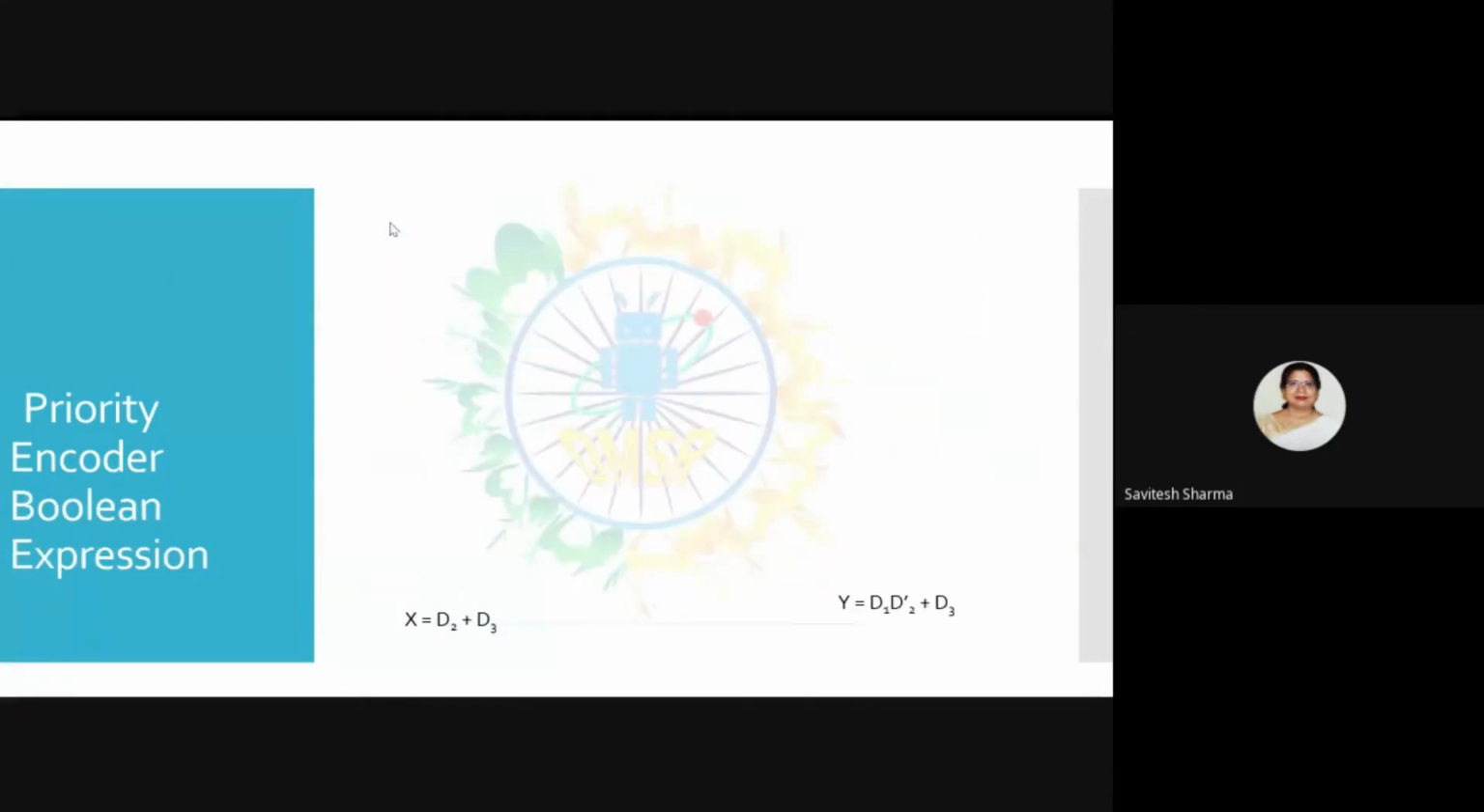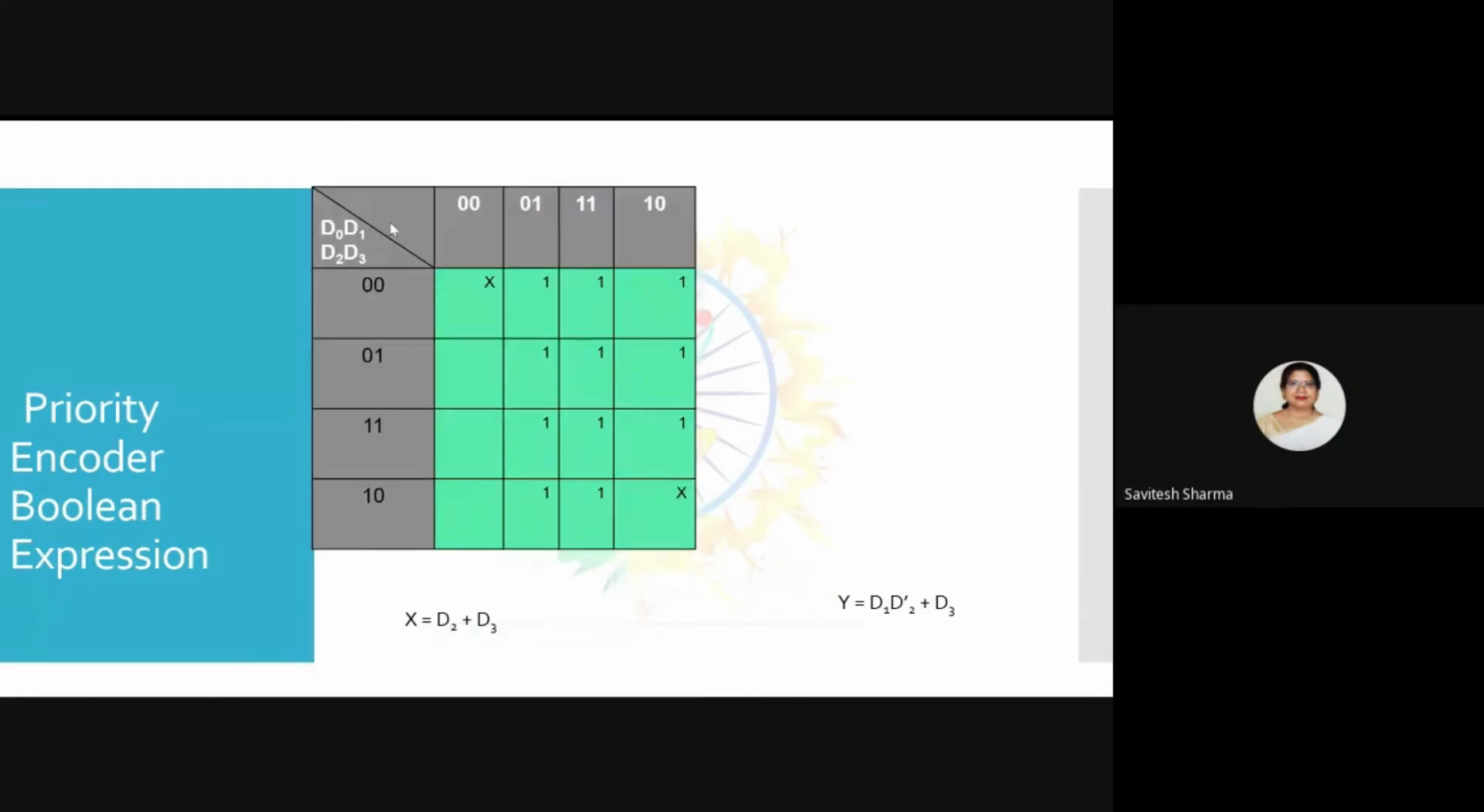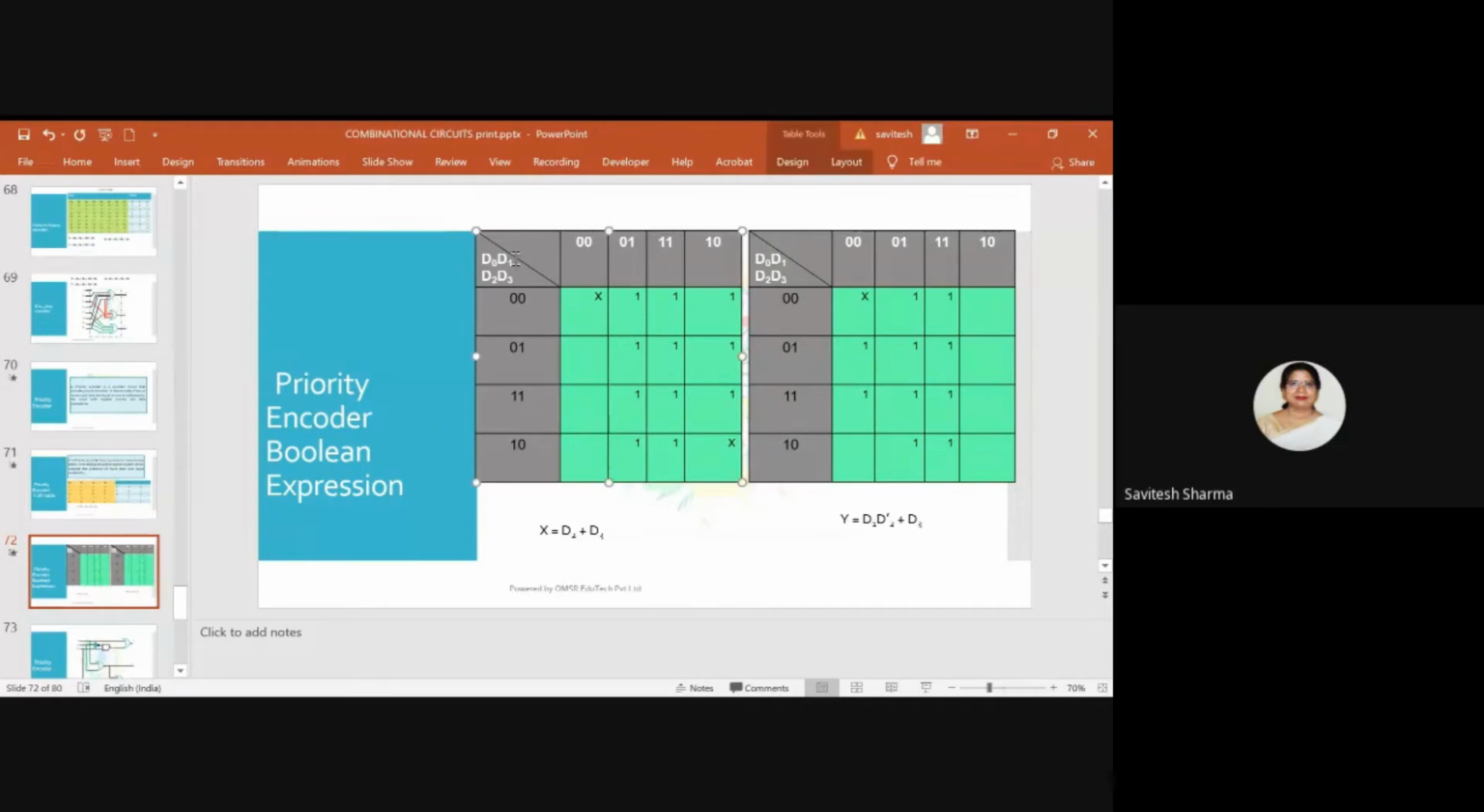Now the rest, X and Y, we will derive from the truth table. For this I will make a K-map. As this is a four variable function, I will draw a K-map. Vertically I will write D0, D1, and horizontally I will write D2, D3. Two expressions I need to derive, so I will draw two K-maps.